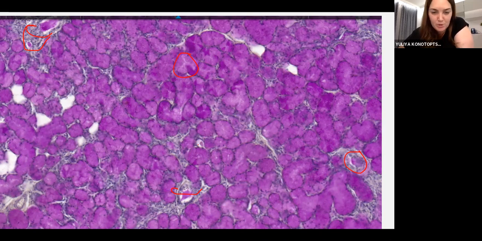Okay, so what is this purple thing inside of it? This is saliva. This is the mucous saliva already inside of it.